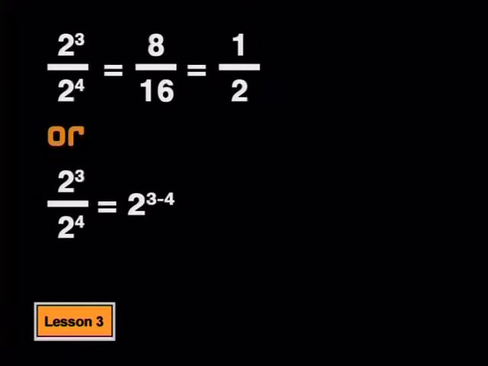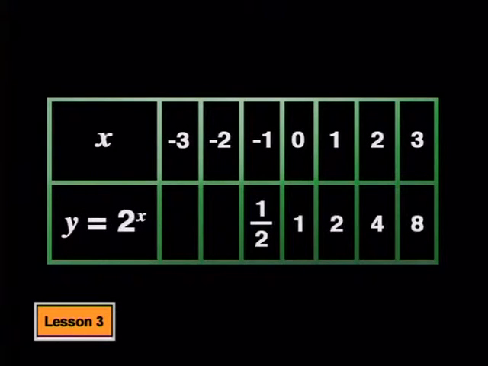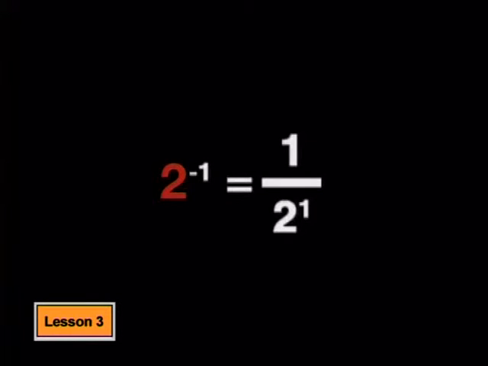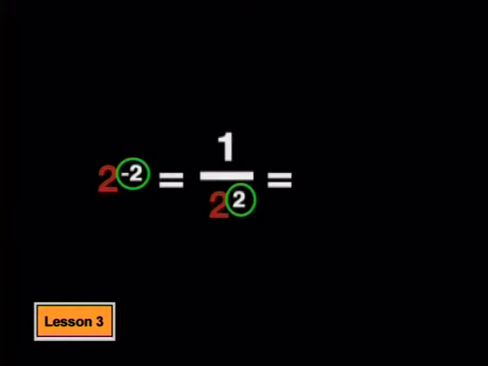But we could also do this calculation another way. To divide exponents that have the same bases, we can subtract their exponents. 3 minus 4 is -1. So the answer is 2 to the power of -1. So 2 to the -1 must equal a half. So this base to the power of -1 is equal to 1 divided by the same base to the power of +1. 2 to the -2 is equal to 1 divided by 2 squared. So that's a quarter. And 2 to the -3 is 1 divided by 2 cubed. That's 1/8.